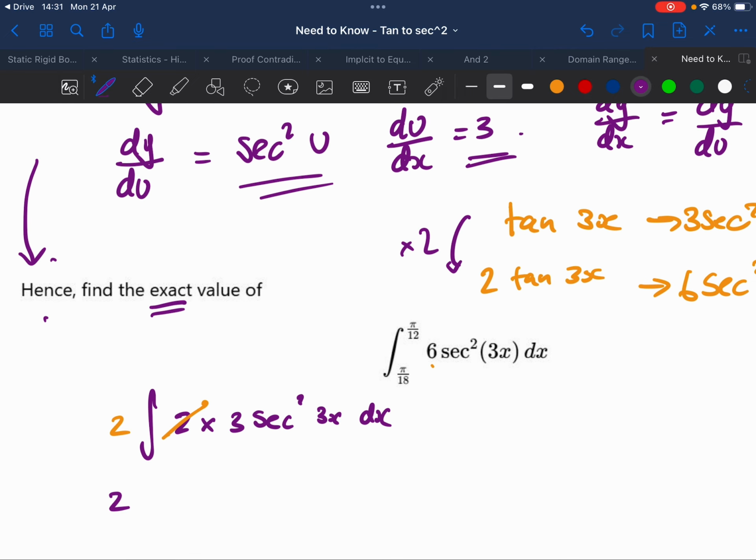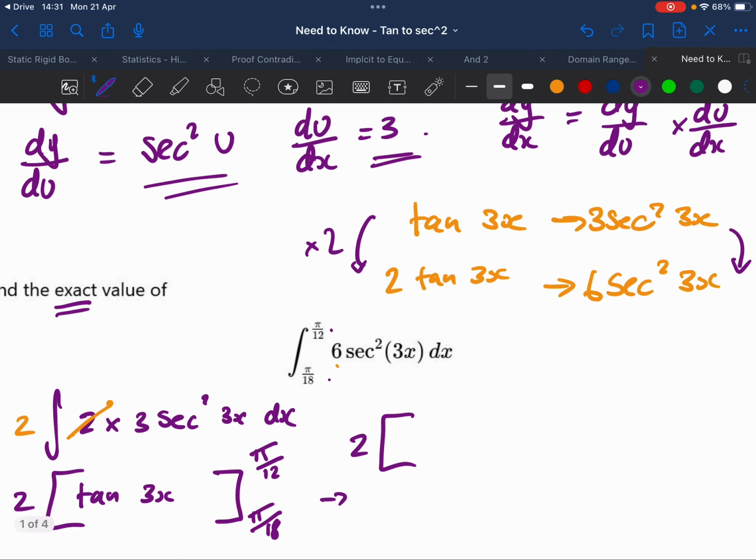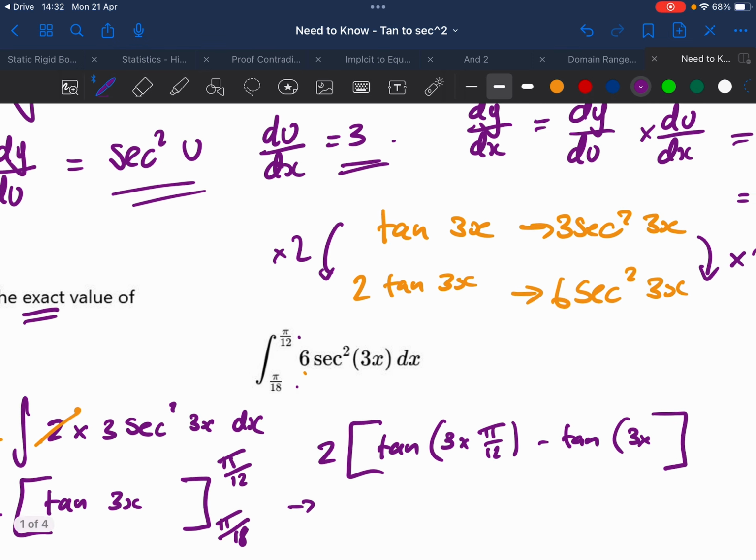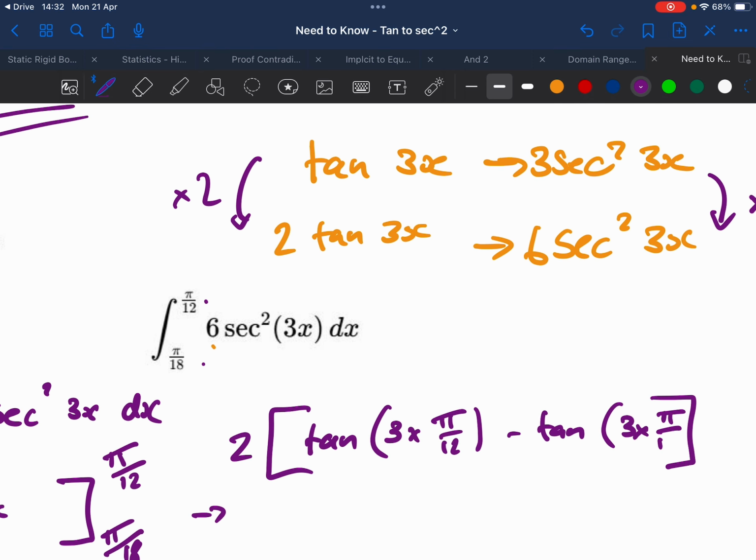So really what we've got here is 2 tan 3x, and we've got some limits here, haven't we? We've got pi over 12 and pi over 18. In a situation like this, it's generally easier to leave the 2 out of the way and introduce it right at the end. Then we can just do tan of 3 times pi over 12 minus tan of 3 times pi over 18.